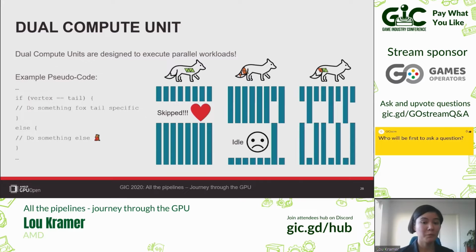Then also, due to how the compute unit is designed, and since it's SIMD, single instruction, multiple data, we also really should make sure that we have the same instruction for every thread. And this gets complicated if we have if branches in there, because if branches usually mean that part of the threads fall into the if branch and the other part fall into the else branch. So in this example, if we have a vertex which is part of the tail of the fox, then we do some foxtail specific things. And if it's part of the rest, the body part, then we do other things.